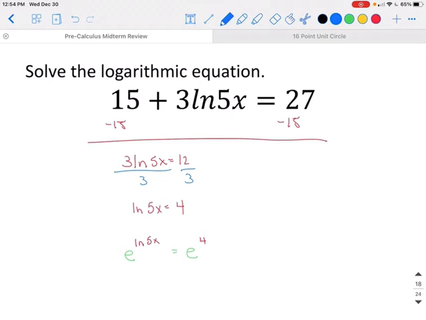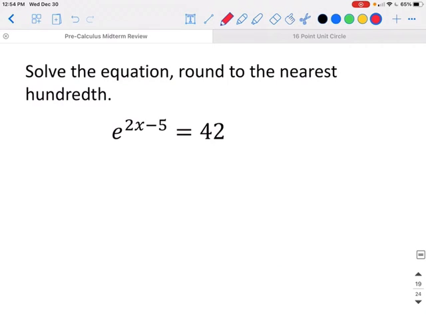and everything else will now be raised as an exponent. And e raised to the ln, the e and the ln actually cancel. So you're going to be left with 5x is equal to e to the 4th. We can divide both sides by 5 to get the x by itself, and we're going to get x is equal to 10.9.